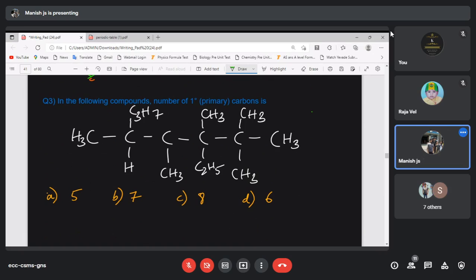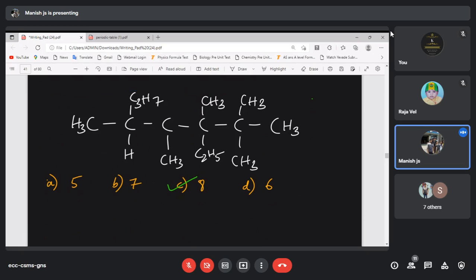8, sir. 8 is correct. Good. Who gave the answer? That's correct. Yes, very good. 8 is the only answer, children. How is it 8? The first carbon here is attached to only one carbon, so this becomes a primary. Okay? Similarly, this side is also primary. Here too is a primary carbon. This is one more primary carbon.